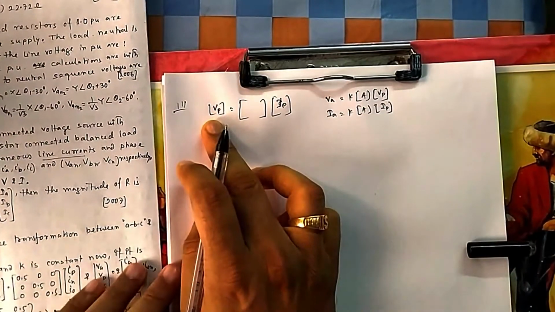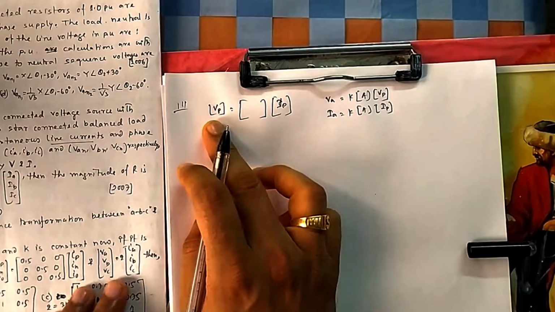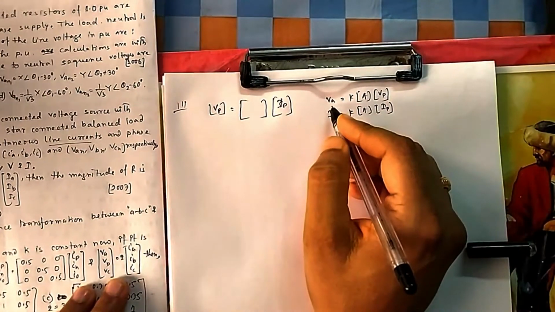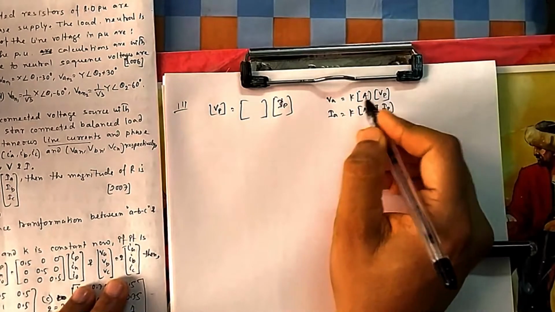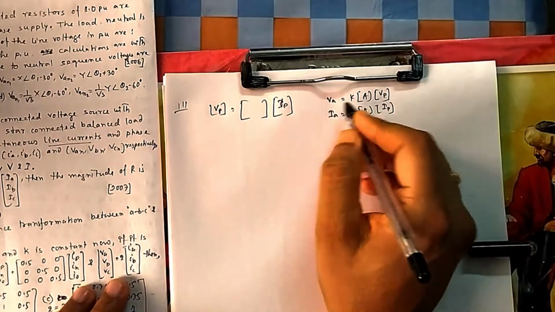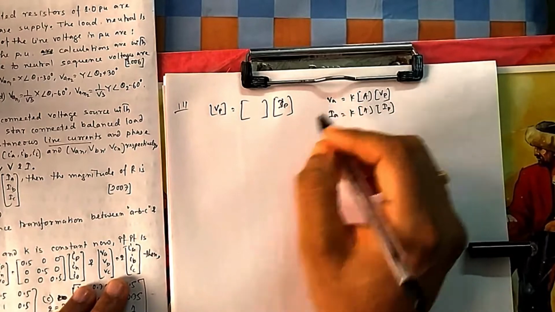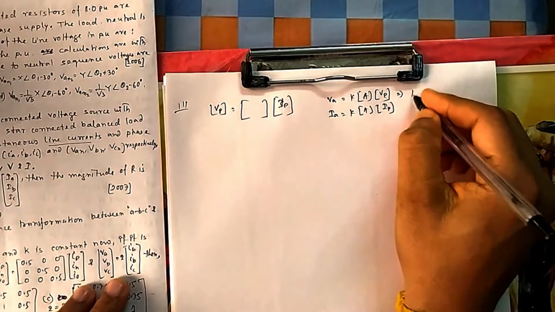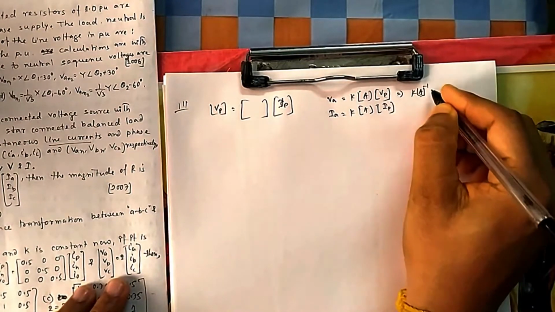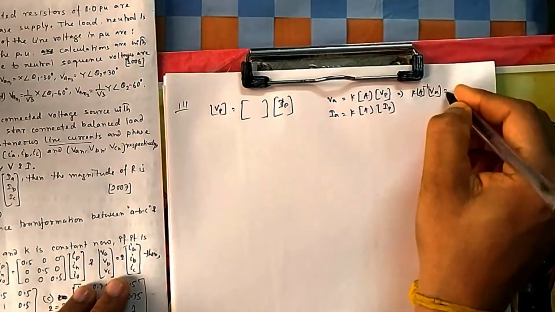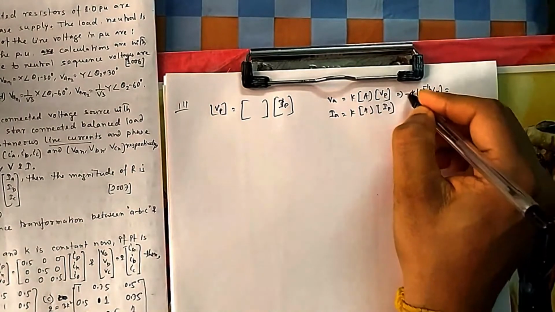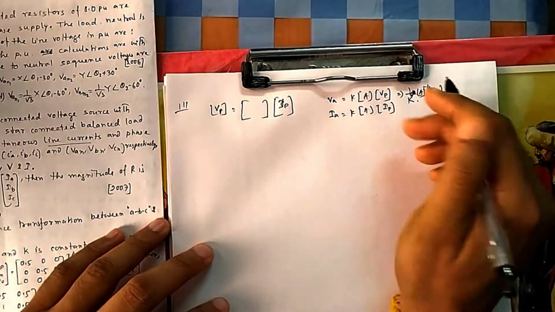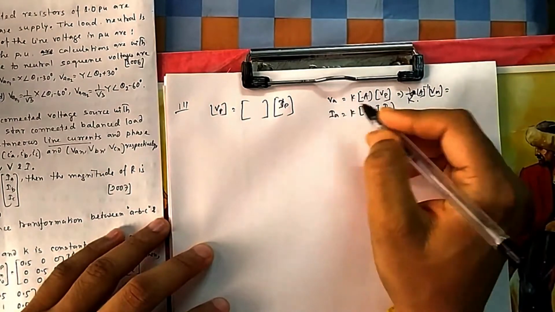So you replace this one because we need to have a relation between VA and IA. Here it is between VP and IP. So if you want to introduce VA here, what will be VP? It will be K inverse. You have to pre-multiply this one. From here, if you want to find out VP, you have to multiply by A inverse. VA is equal to K, so VP will be 1 by K. I have to multiply both sides by 1 by K, then K will be cancelled. Then A inverse in pre-multiplication.